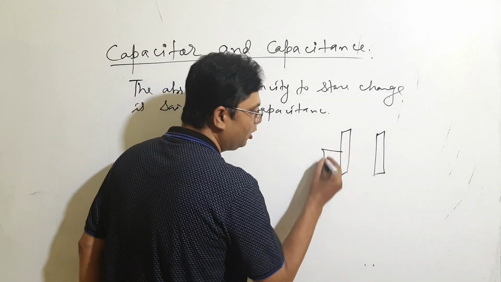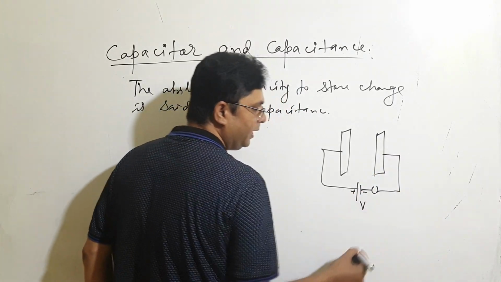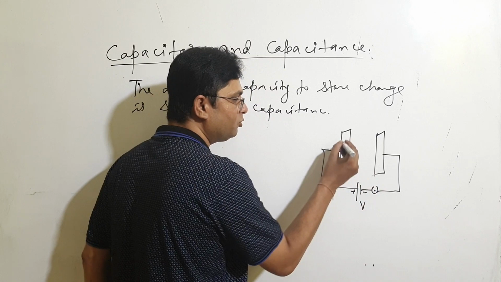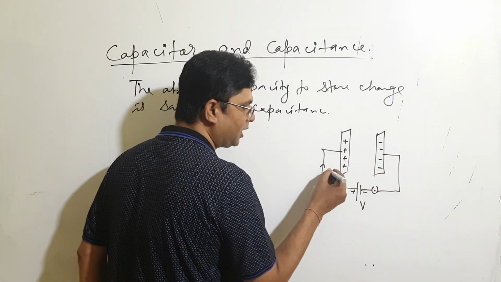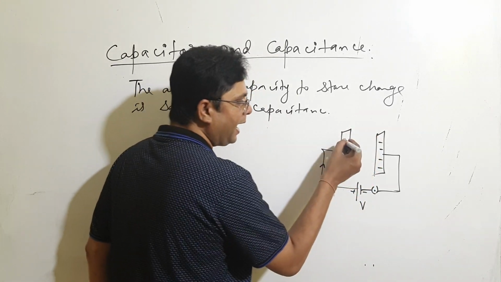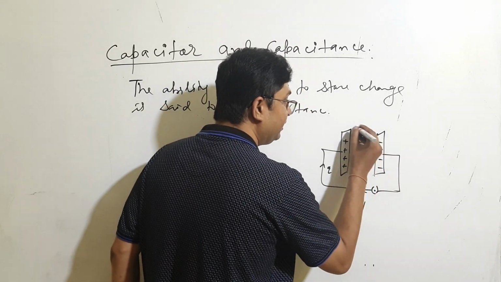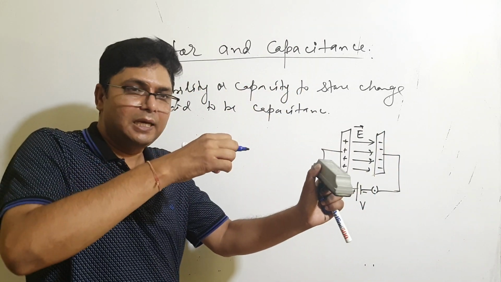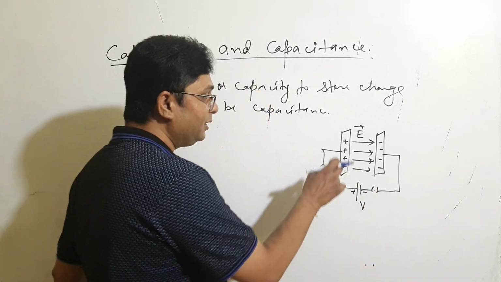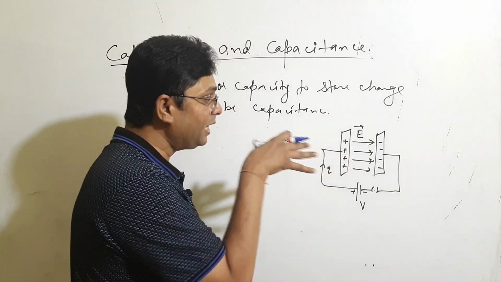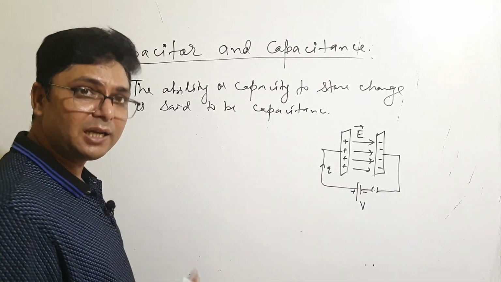Here we have two plates. Join these two plates with a battery and a switch. Apply a potential V here. As you switch on, plus charge will accumulate on this plate and minus charge will accumulate on this plate, because charge Q will flow from plus to minus side, and this plus and minus charge produces an electric field. This electric field binds the two charges, and when you disconnect the battery source, these charges are still stored there because the electric field is binding them. So this is said to be the principle of storing charge inside the capacitor.